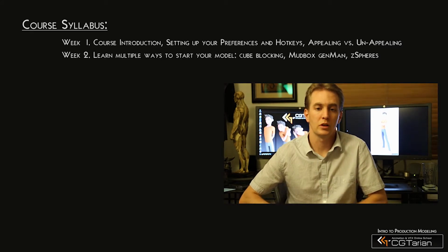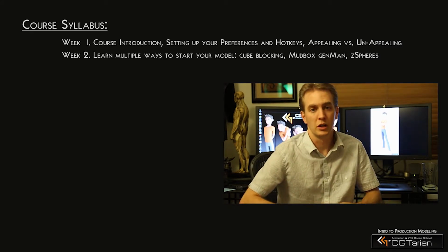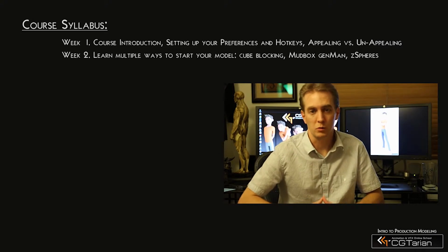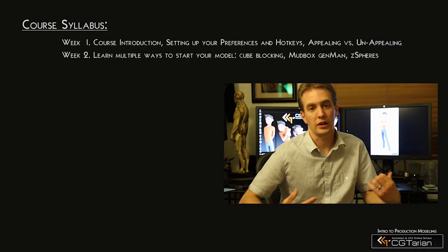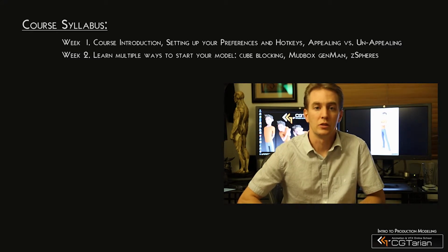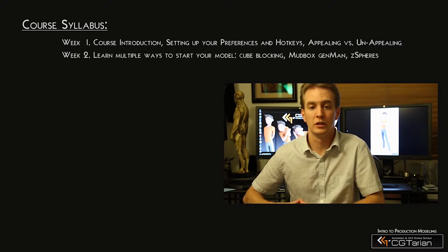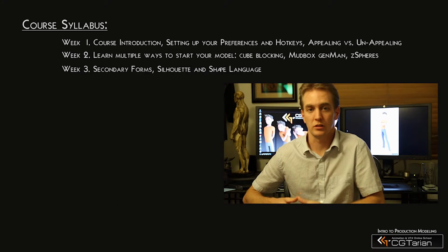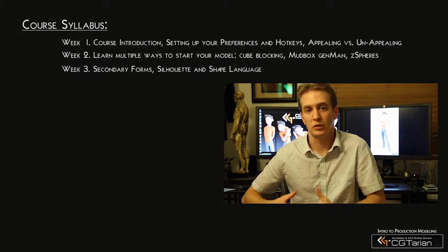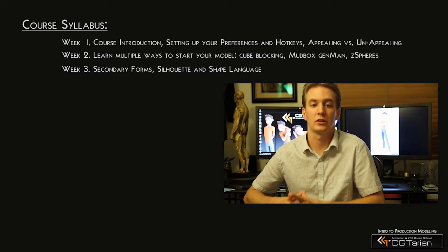And then in week 2 we're going to start blocking out the actual model. So you're going to pick your character, whatever you want to do in week 1, and then in week 2 I'm going to block out Ray and show you different ways that you can do that. You can either use cube modeling, you can use Z-spheres, and you can also start from a model like in Mudbox or something of an existing model that may match similar to what you're ultimately going to be building. In week 3, we're going to start revising the model a little bit more. Just like clay, we're going to add a little bit more resolution, start doing secondary forms, looking more at the silhouette and the shape language of your character.